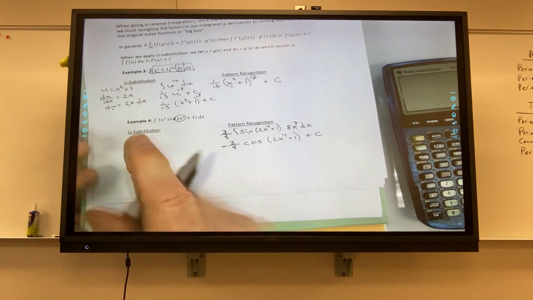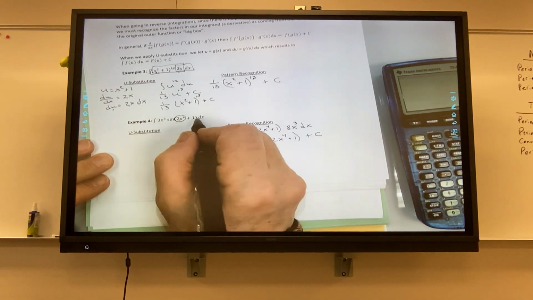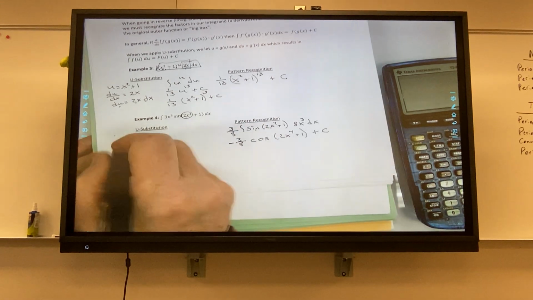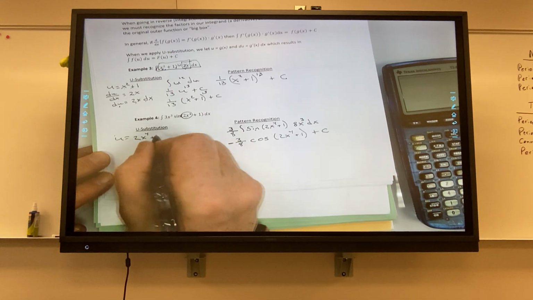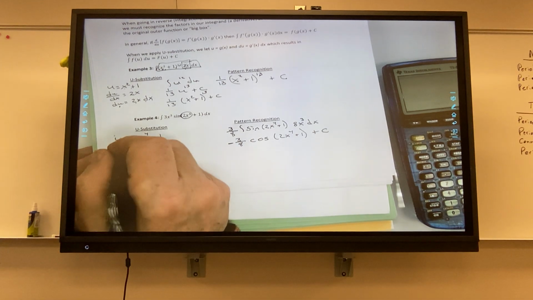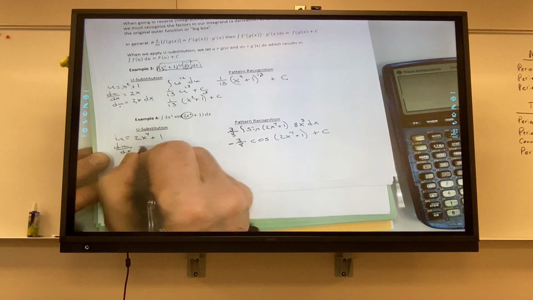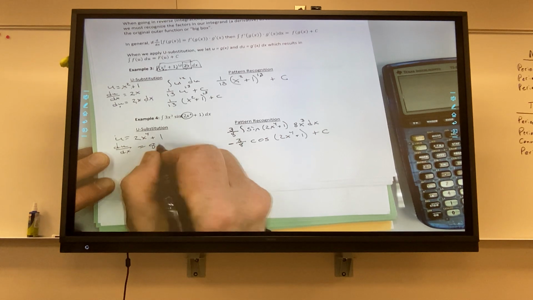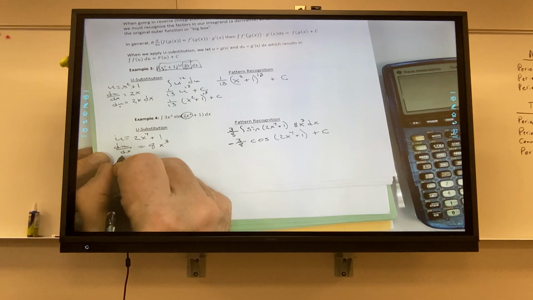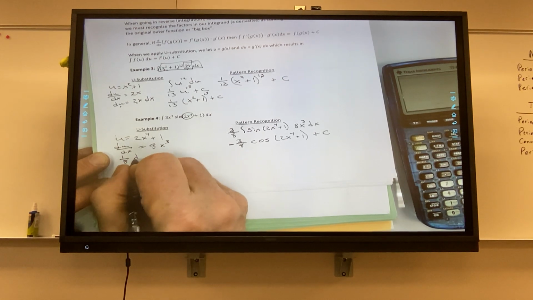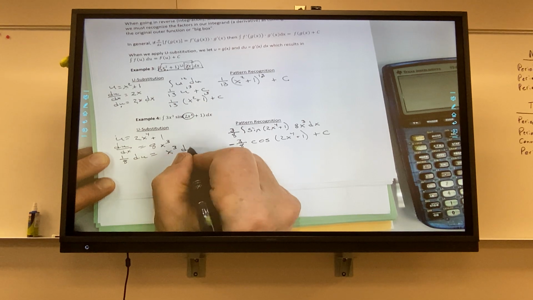Okay, so let me show you substitution. Again, this is what's in parentheses. So I let u equal 2x to the 4th plus 1. I get du dx is equal to 8x cubed. But I don't have an 8 there, so I write it like this: 1/8 du is equal to x cubed dx.